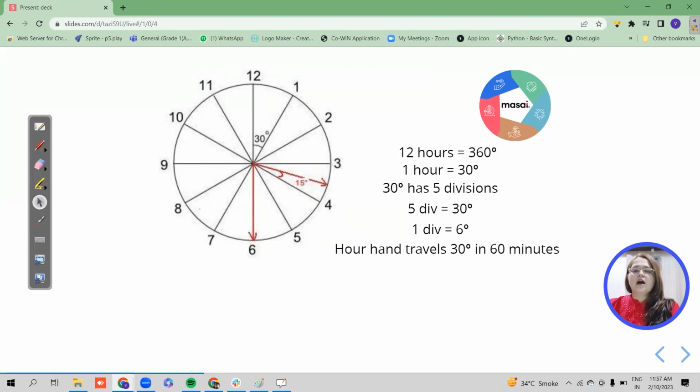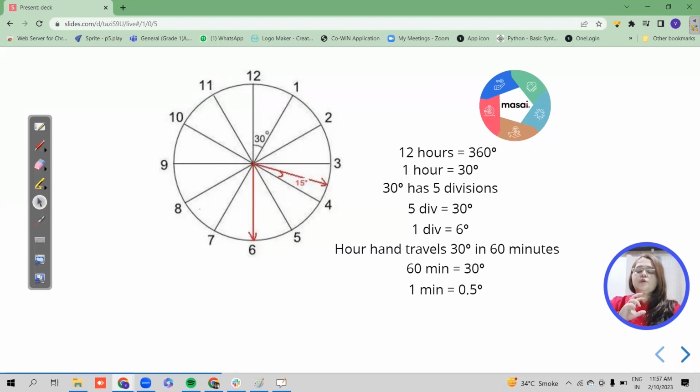Now let's come to the hour hand. We know the hour hand is traveling really slowly. The minute hand is quick and the hour hand is very slow. The hour hand travels only 30 degrees in an hour, whereas the minute hand travels the entire 360 degrees. So when the hour hand travels 30 degrees in 60 minutes, we can say in 1 minute the hour hand travels only 0.5 degrees, correct?